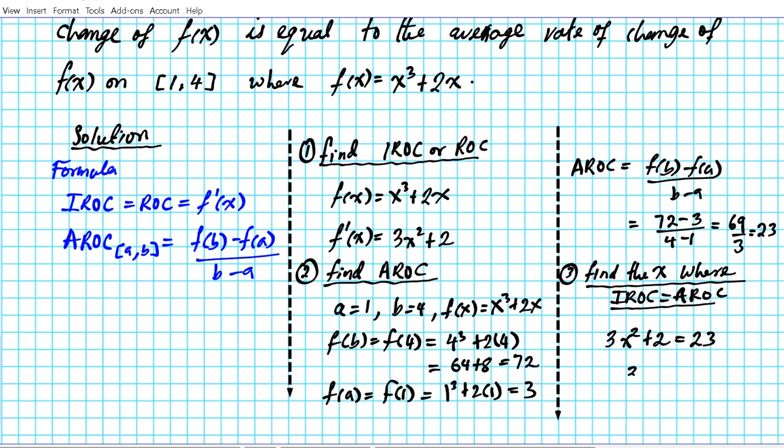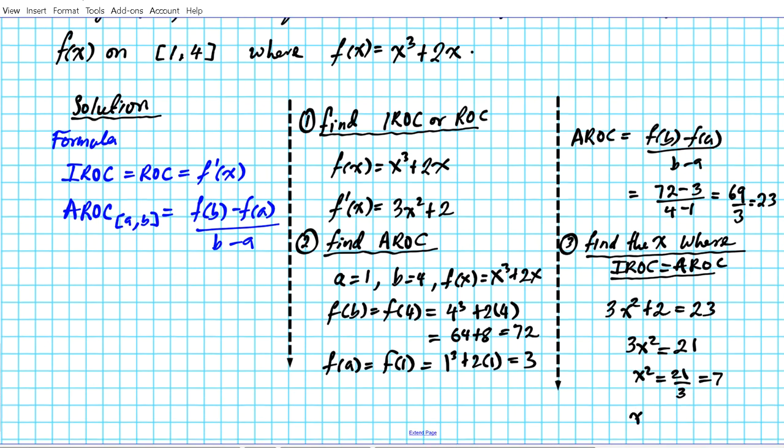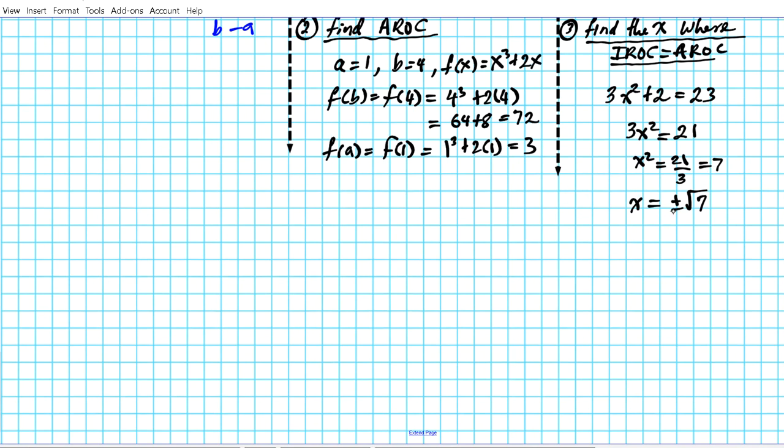Subtract 2 from both sides. 3x squared equals 21. Divide by 3. X squared equals 21 over 3, which is equal to 7. And then you just take the square root of both sides. X is plus or minus root 7. We are considering the value that's between 1 and 4, so we're going to take the positive one. So x is equal to root 7 is the one that satisfies the condition of being in the interval 1 to 4. All right, so this is the x value where the slope of the secant line and the slope of the tangent line are the same.